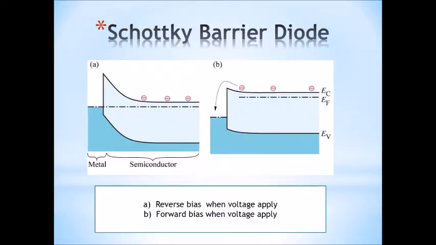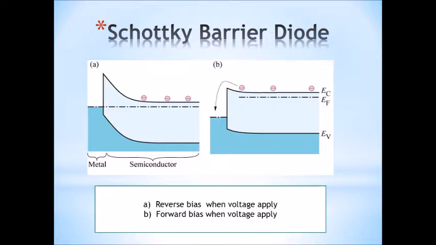Okay, next, Schottky barrier diode. As we see in this picture, Schottky barrier diode has two modes: first, forward bias when voltage is applied, and reverse bias when voltage is applied. So I will explain about this more deeply. First, forward bias Schottky diode. If the positive terminal of the battery is connected to the metal and the negative terminal of the battery is connected to the n-type semiconductor, the Schottky diode is said to be forward biased.